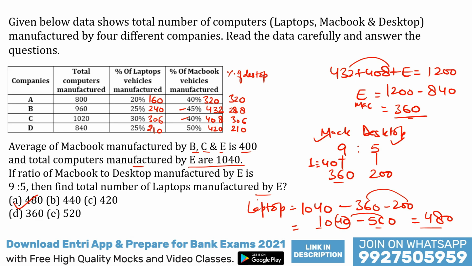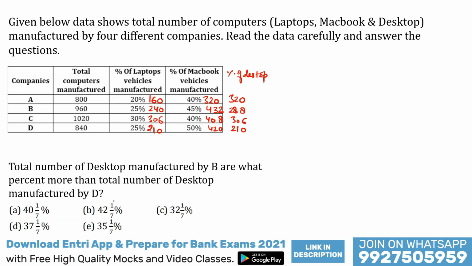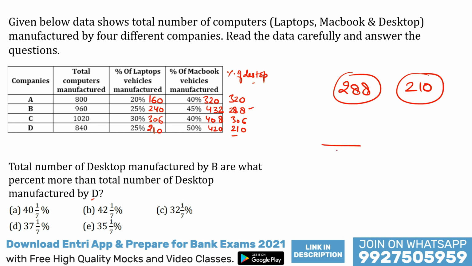Let us see what is there in the next question. Total number of desktops manufactured by B, guys. Okay, total number of desktops means this 288. Okay, 288 is how what percent more than the total number of desktops manufactured by D. That means we have to find out this 288 is how much more than this 210. So 210 will be in the denominator, obviously, and the 78, that means the difference of this will be in the numerator.